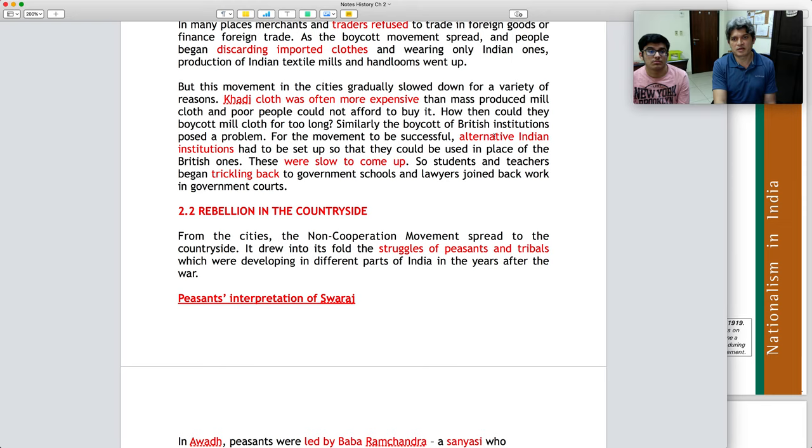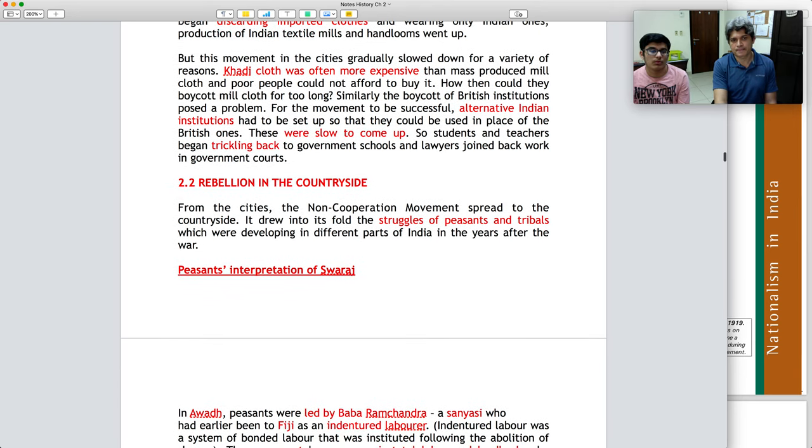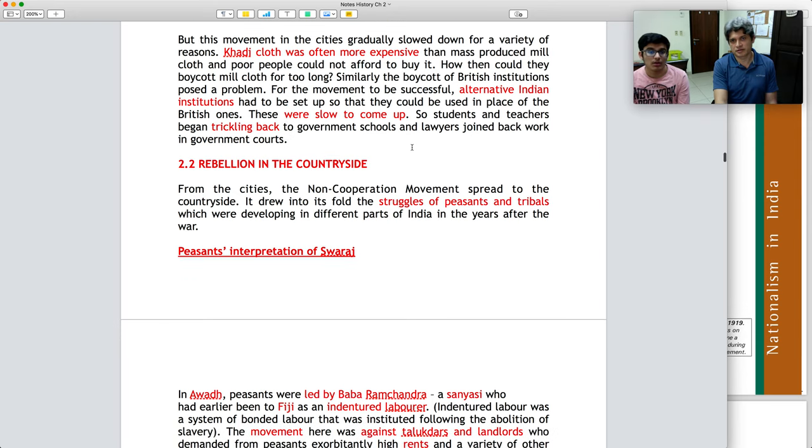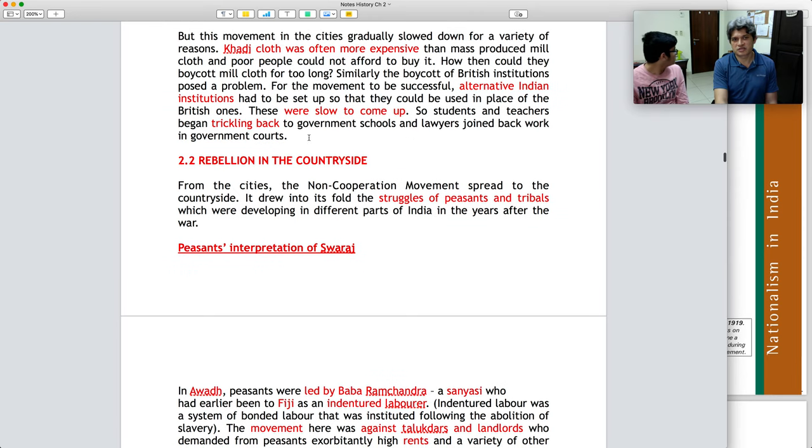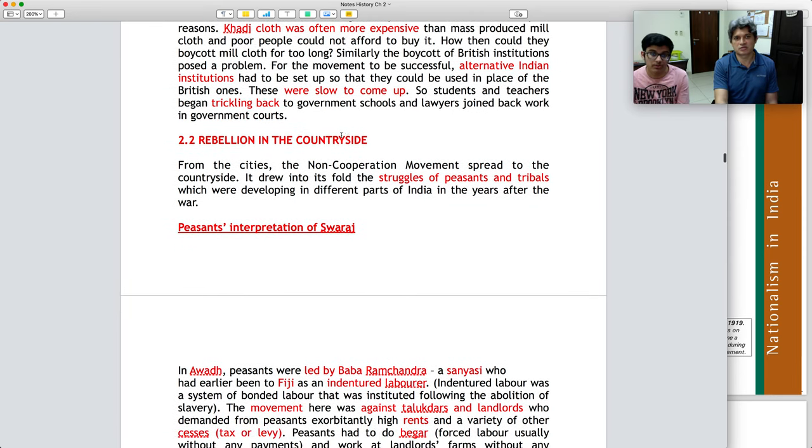Why? Because Indian institutions were not in place. Where would all the teachers and students go once they were out? They still needed education. So they started trickling back to the government schools, and lawyers joined back the government courts.